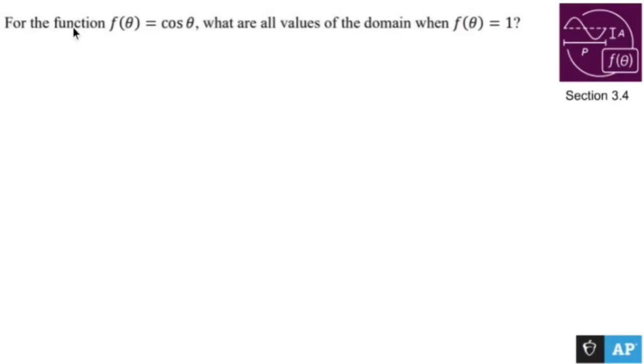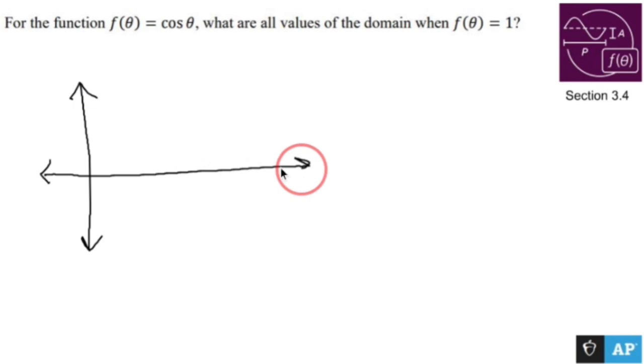For the function f of theta equals cos theta, what are all values of the domain when f of theta equals 1? All right, so let's take a look at what cos theta looks like. We're now in section 3-4, so we know what sine and cosine look like from a graphical standpoint. So cosine starts up here at 1, bottoms out at -1.